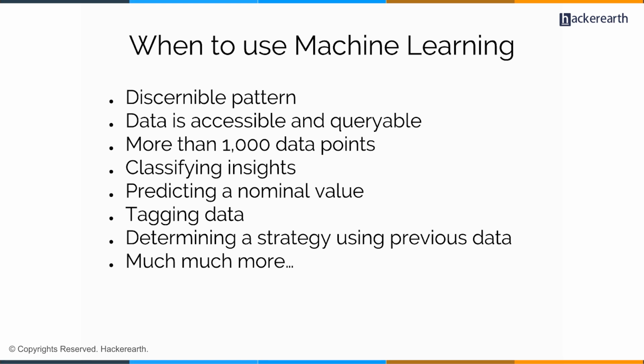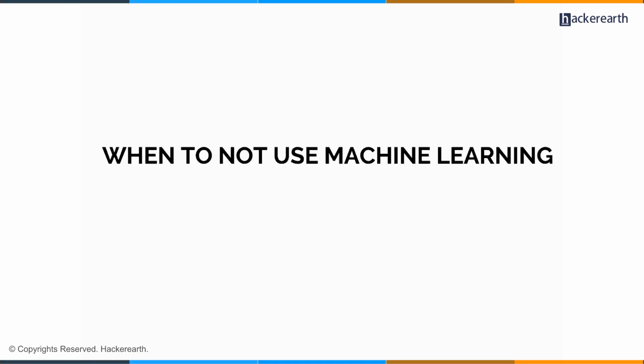Now this is really important because machine learning usually relies on statistical variances, and if you don't have a lot of data points, then most likely your results might be spurious. You also use machine learning when you're trying to classify insights, predicting a nominal value, tagging data, determining a strategy to use previous data, and much, much more. Machine learning is really just a toolkit of algorithms that you can use to solve many of these problems. And we'll get into the different algorithm types and which type to use for what type of a problem later. But now we need to talk about when not to use machine learning.